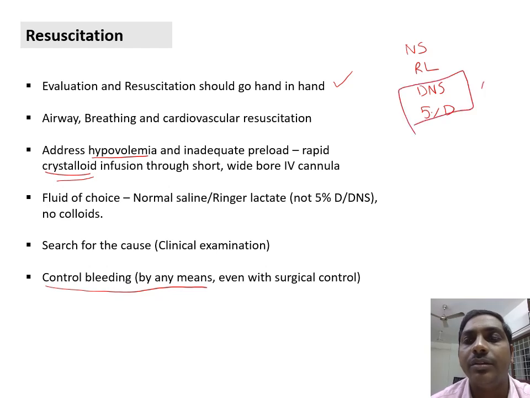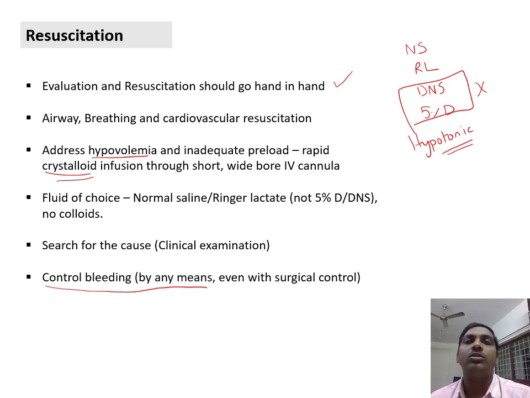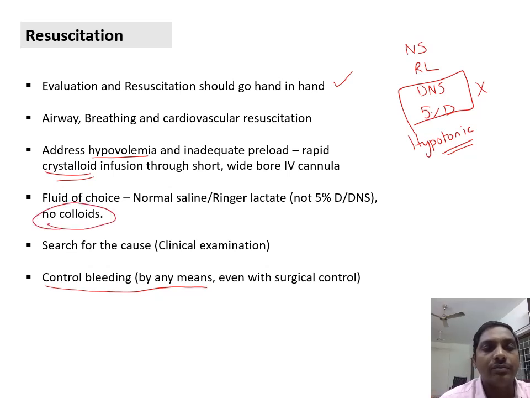DNS and 5% dextrose are not used because they are hypotonic. That means their tonicity is less than the plasma. So they will cause more edema. So the ideal resuscitation fluids of choice are going to be normal saline and Ringer lactate. And there is no place for colloids.